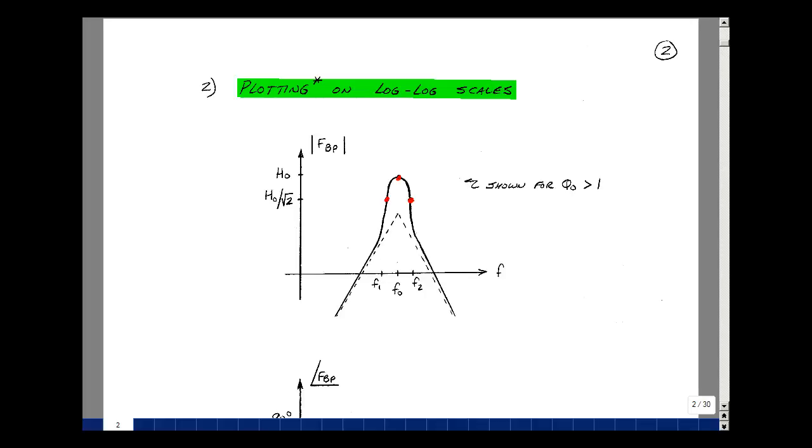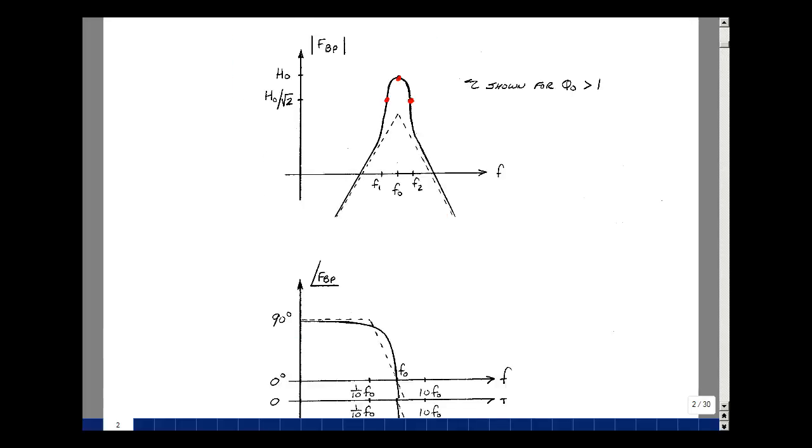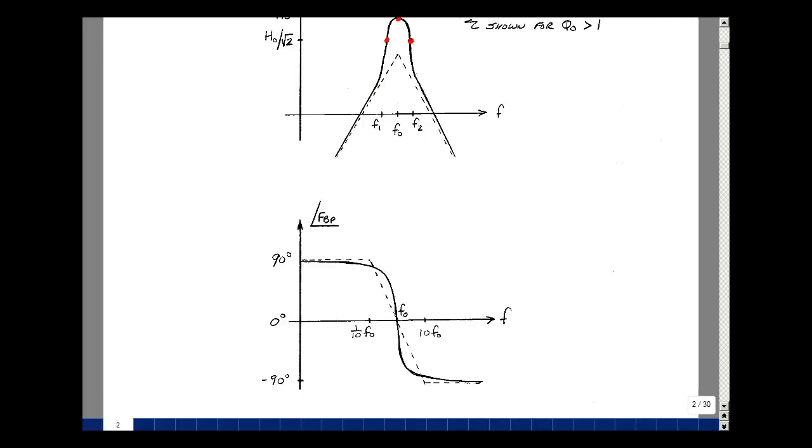So that term, when divided by 2 pi, is the difference of these 2 frequencies. Basically passing everything between these 2 frequencies and pretty much rejecting everything above and below that. As far as the angle goes, when omega is equal to omega naught or f is equal to f naught, all we had was the value of h.